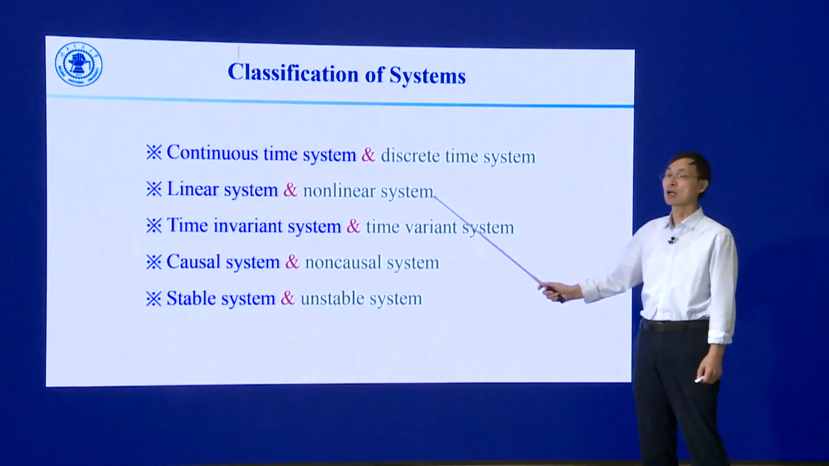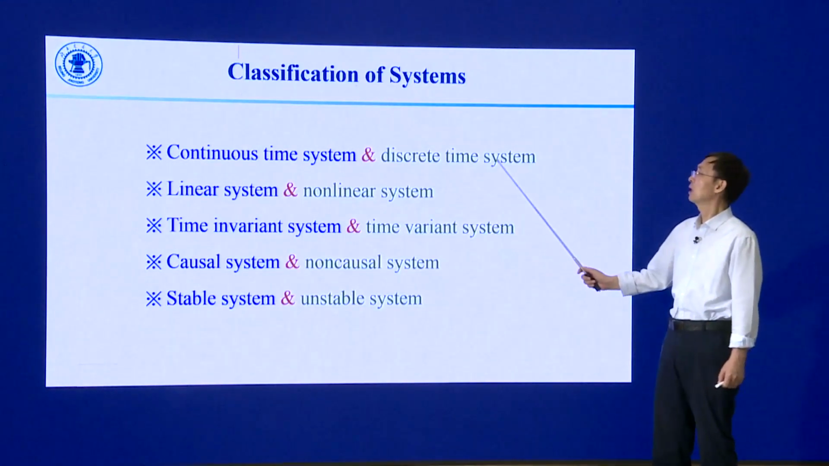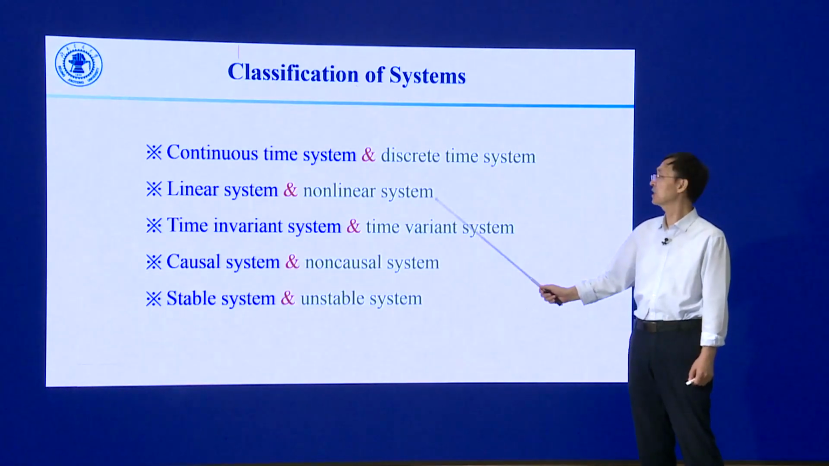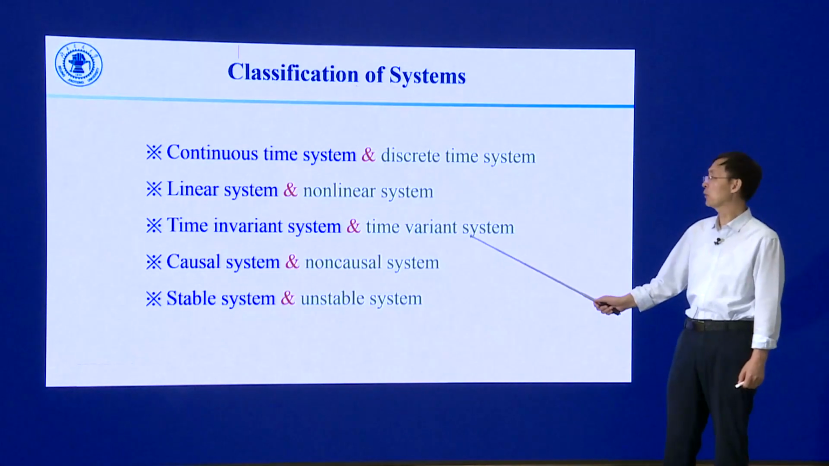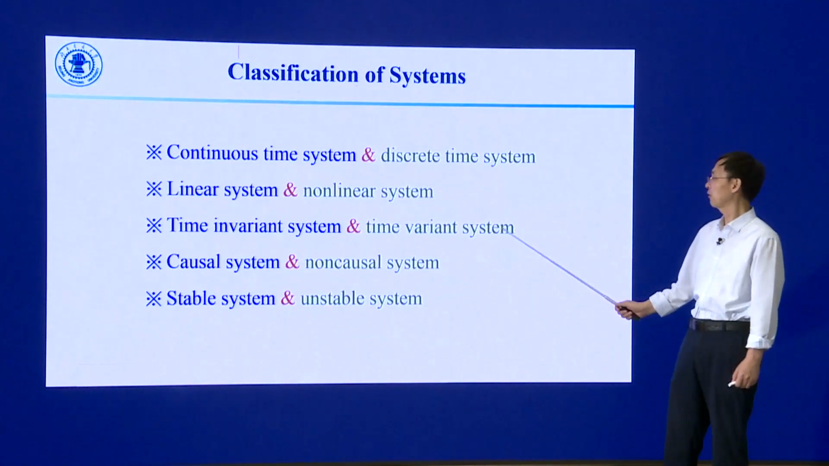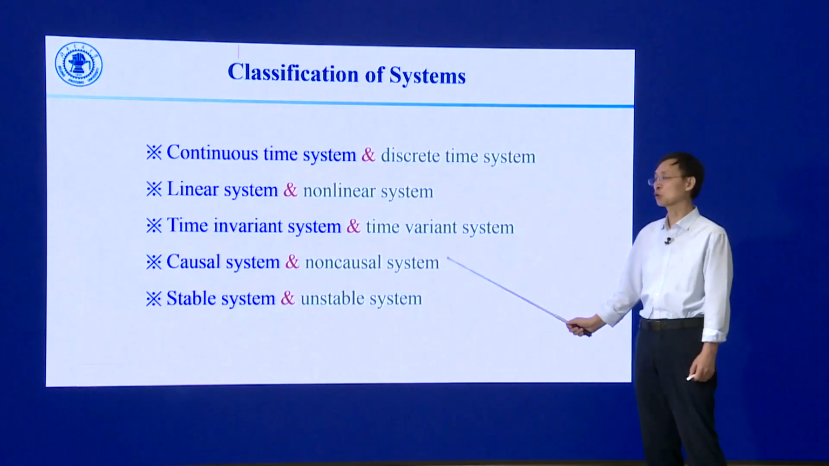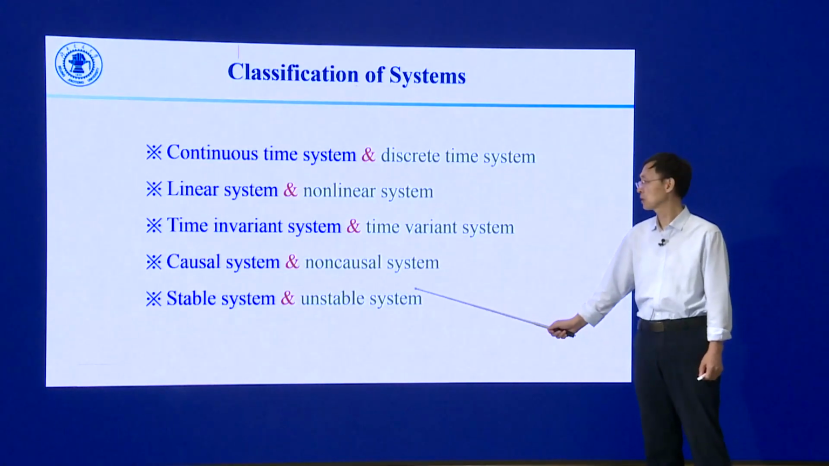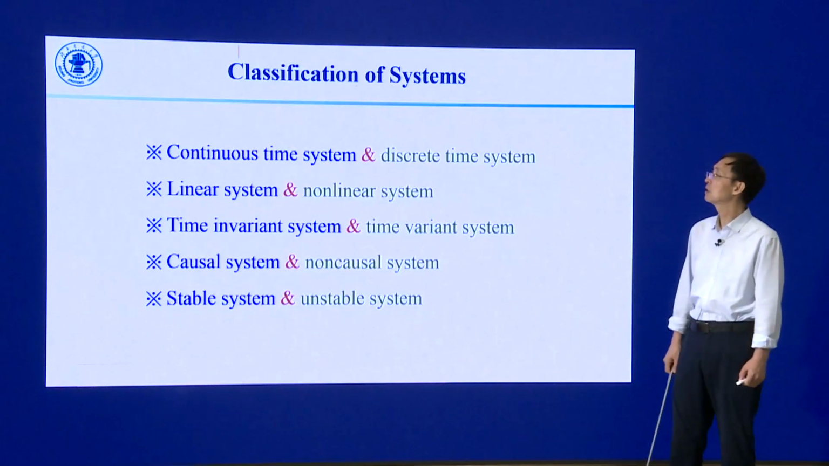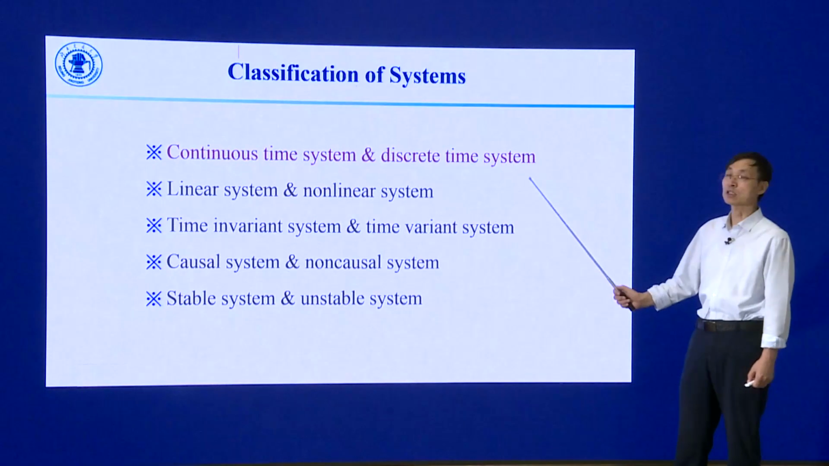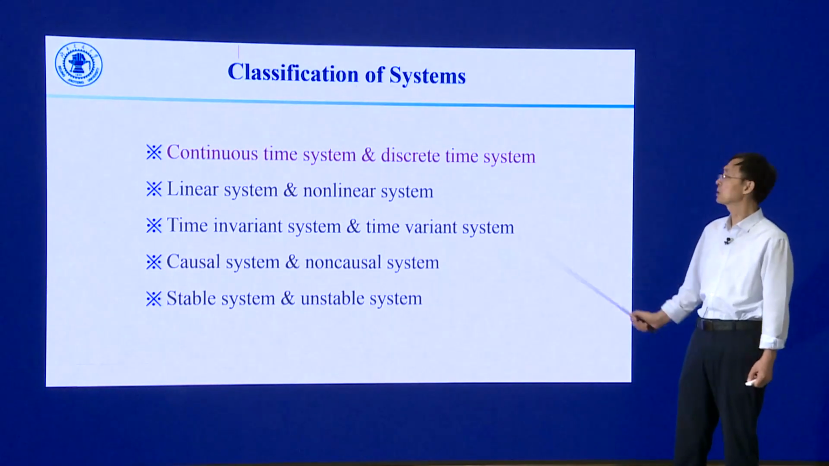It includes continuous time systems and discrete time systems, linear systems and nonlinear systems, time invariant systems and time variant systems, causal systems and non-causal systems, stable systems and unstable systems. First, we'll discuss the continuous time system and discrete time system.